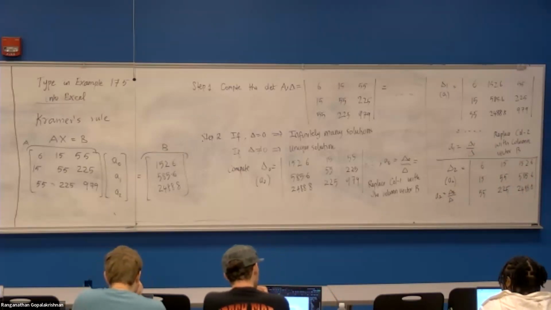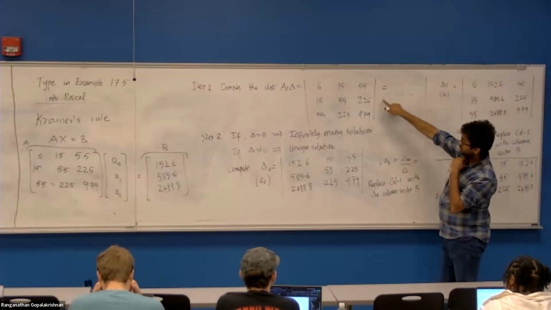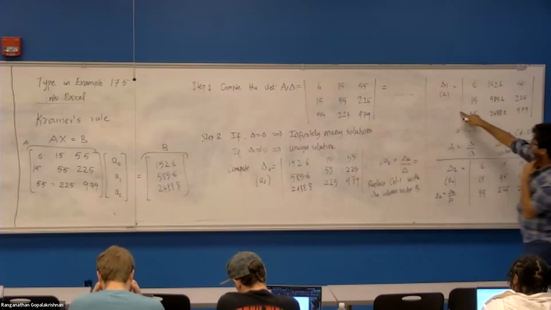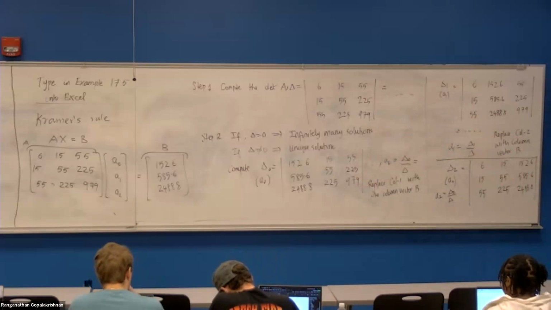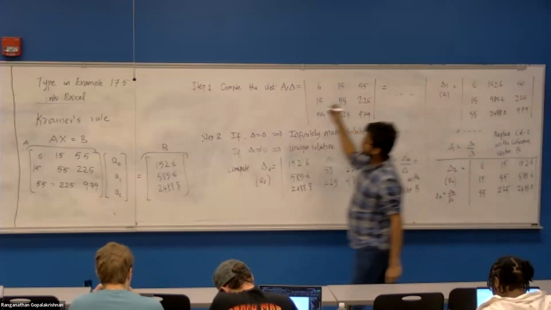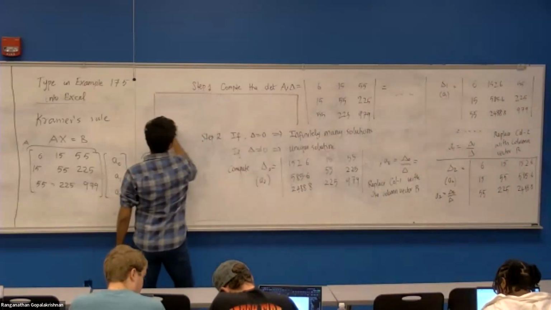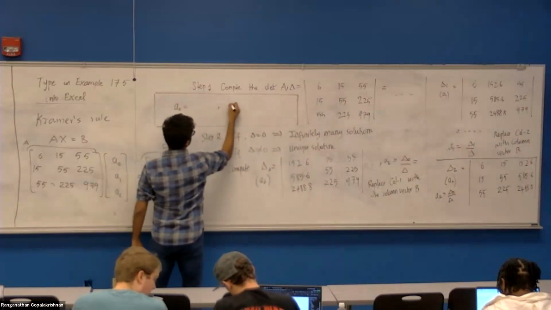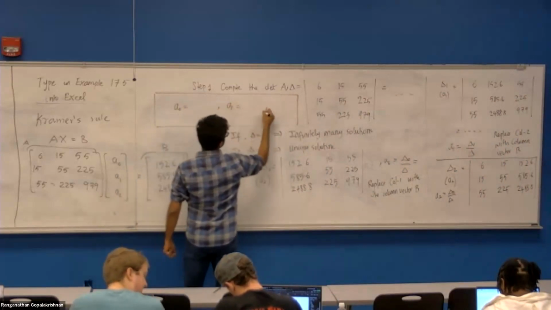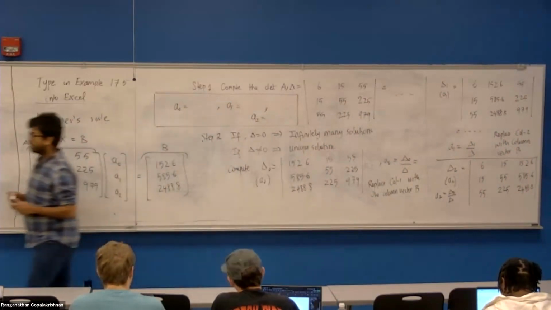Now go ahead, compute 4 determinant values. Delta, delta naught, delta 1, delta 2, and get me the values for A0, A1, A2. A0 equal to, A1 equal to, A2 equal to. Go ahead, do this.